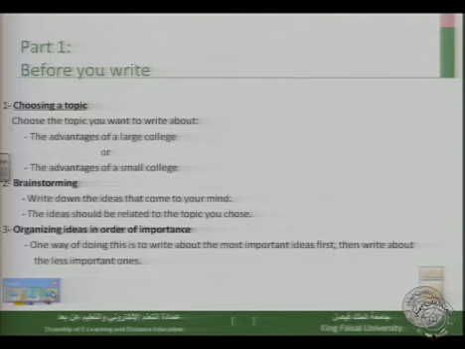The third step in before you write is organizing ideas in order of importance. After you jot down your ideas on a sheet of paper at random and spontaneously, you have to organize them in order of importance. One way of doing this is to write about the most important ideas first, then write about the less important ones. So here we start with the most important ideas in our paragraph, and then we move to the less important ones.